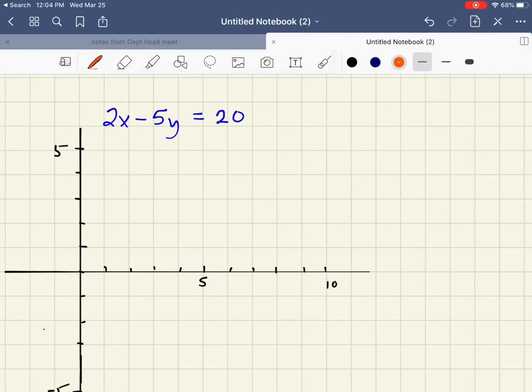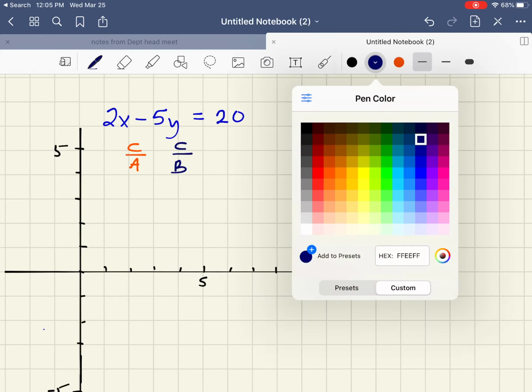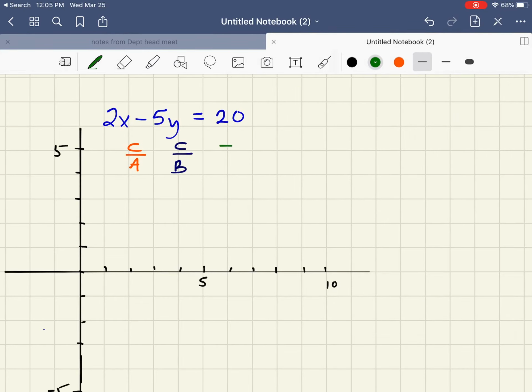This is a video on how to find a graph of a line that is given to us in standard form. In a previous video, I've shown you a couple of shortcuts: C divided by A, C divided by B, and then negative A over B. So in this particular one, we have C, which is 20 over 2.